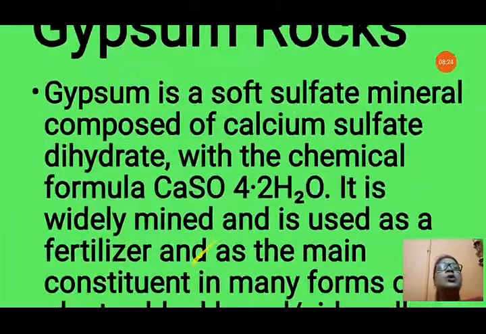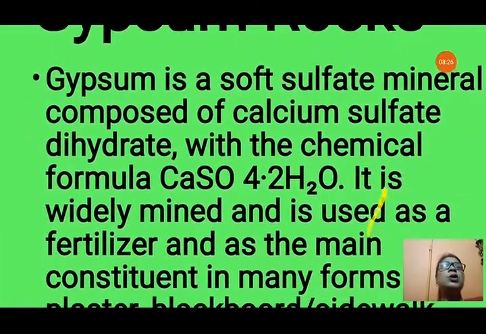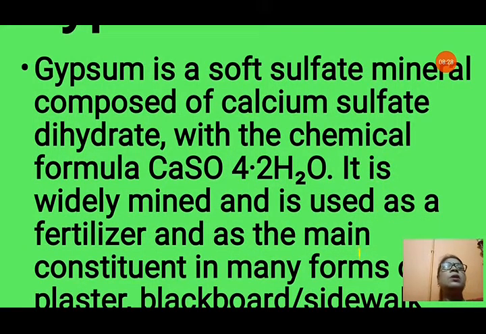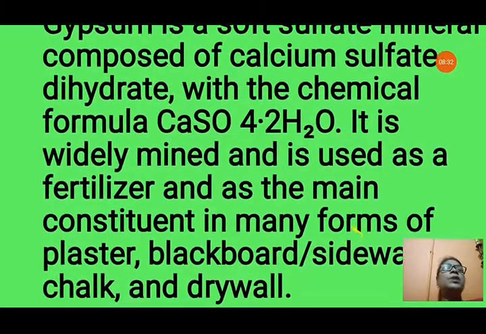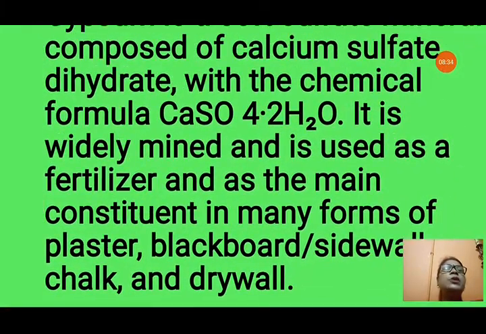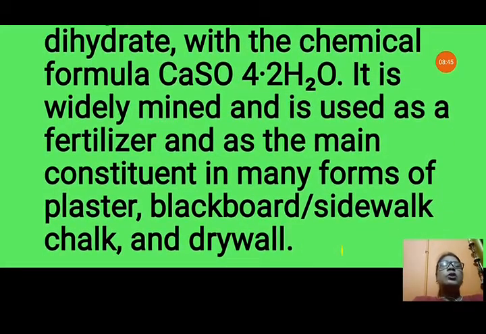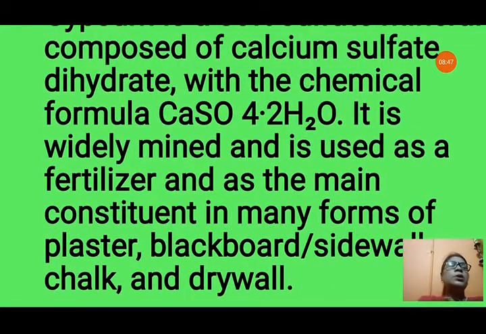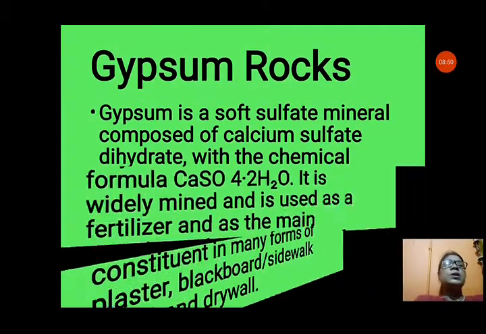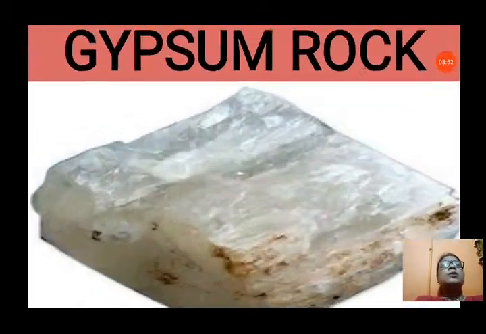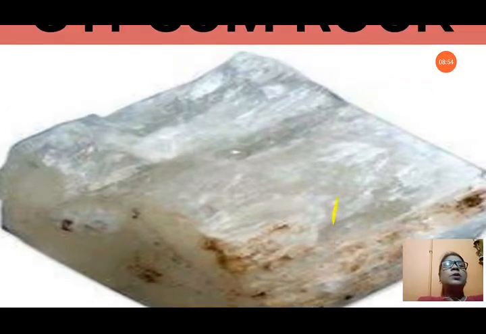Now, gypsum rocks are also included under sedimentary rocks. It is a soft sulfate mineral composed of calcium sulfate dihydrate with the chemical formula CaSO4·2H2O. It is widely mined and is used as fertilizer and as the main constituent of many forms of plaster, blackboard, sidewalk chalk and drywall. It is used for various purposes. Here you can see the picture of gypsum rock.